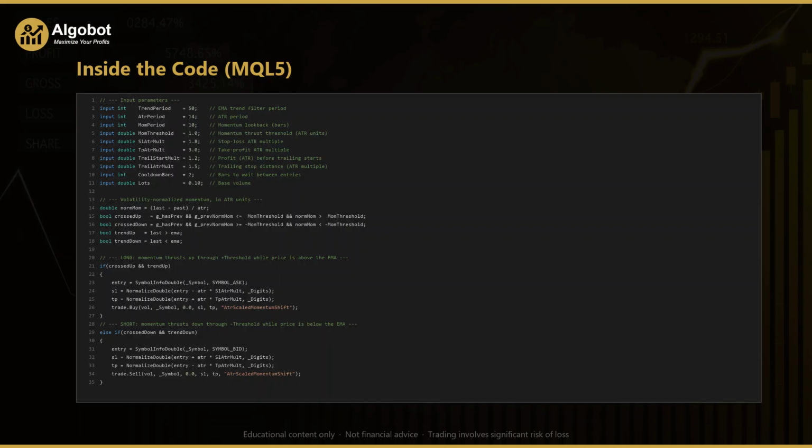In the long block, when crossed up and trend up are both true, the code reads the ask price, sets the stop-loss below it at ATR times the stop multiple, sets the take profit above it at ATR times the take profit multiple, and calls trade.buy. The short block is the exact opposite.